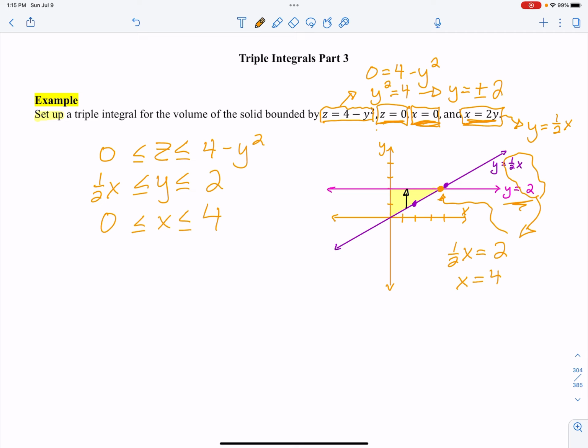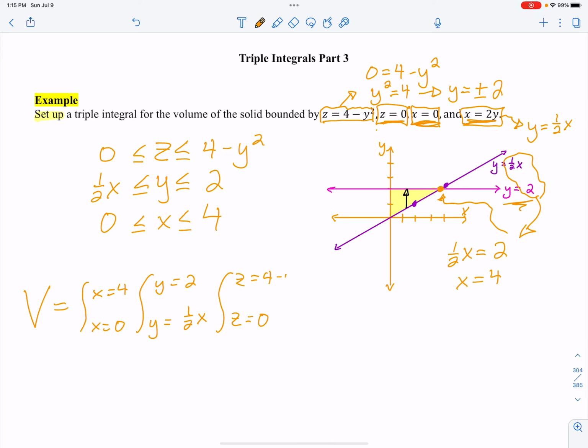So let's set up our integral. Anytime I want to find volume, and I'm going to say this quite a bit, I let my integrand be 1, if I'm going to use x, y, and z. Let me show you what I mean. x is between 0 and 4. y is between 1/2 x and 2. And then the last one, z, is between 0 and 4 minus y squared. Anytime I just want to find volume, I need to just put a 1 there.